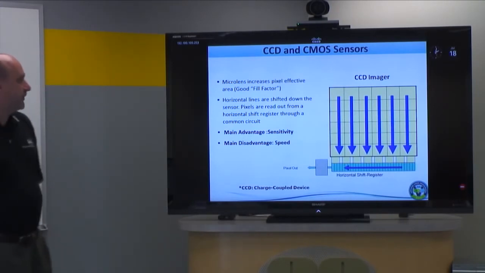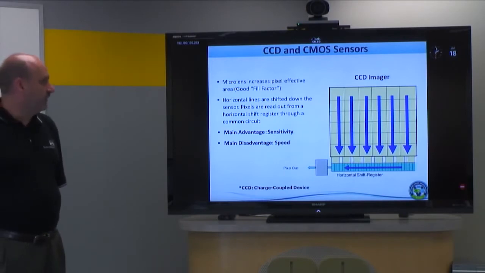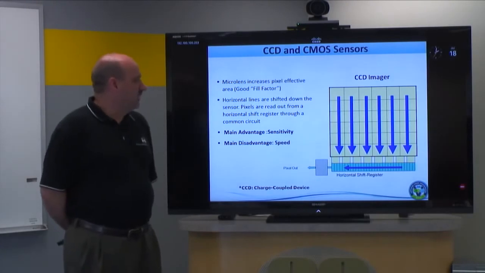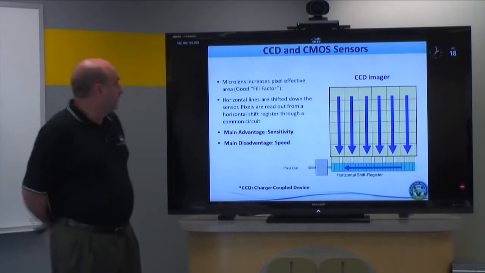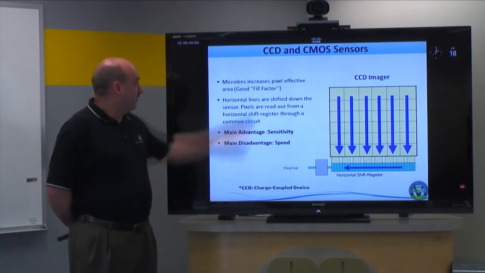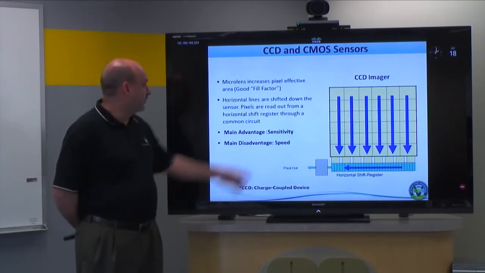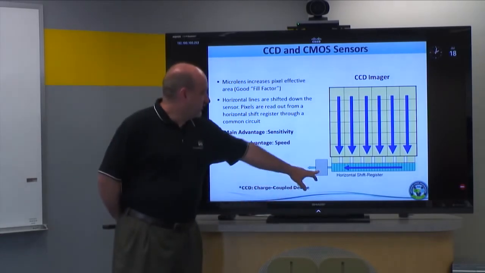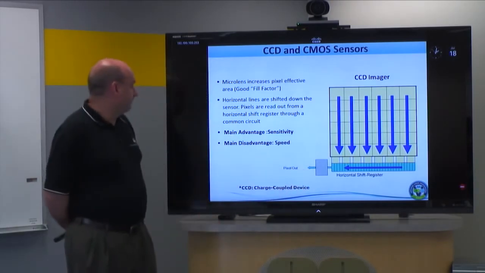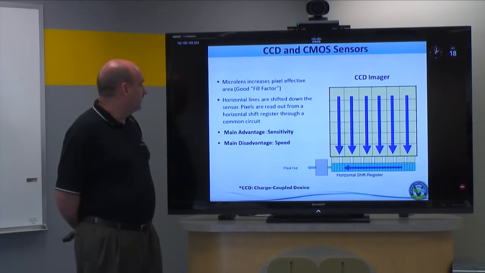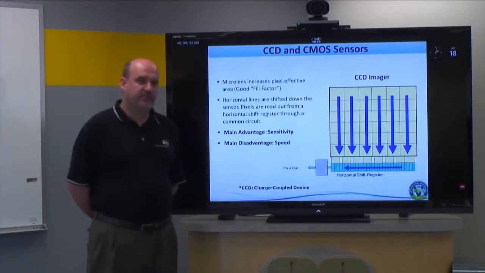Microlenses increase the pixel effective area. This is often called fill factor. And they produce a high fill factor. Horizontal lines are shifted down the surface of the sensor, as we described. Pixels are read out from a horizontal shift register through a common circuit, including an amplifier, to give us a pixel readout. So the main advantage of CCDs is sensitivity. The main disadvantage is then speed.